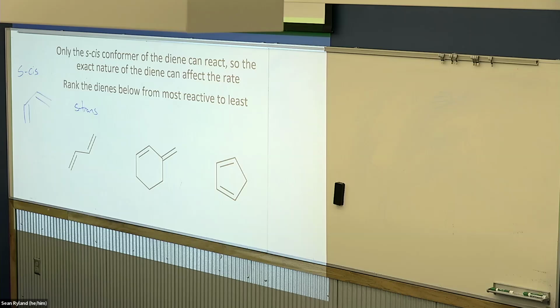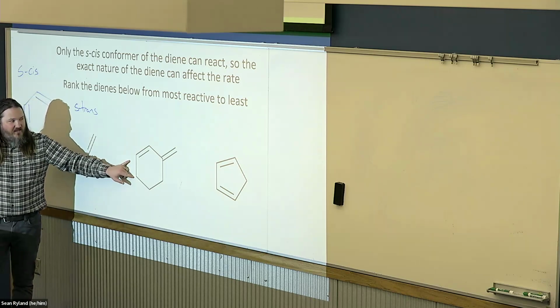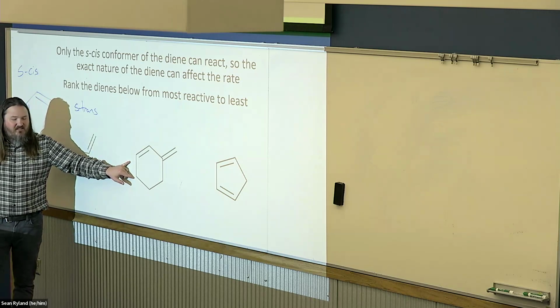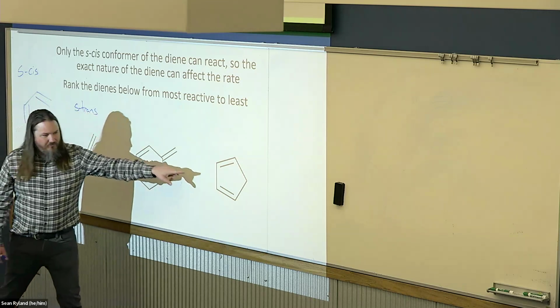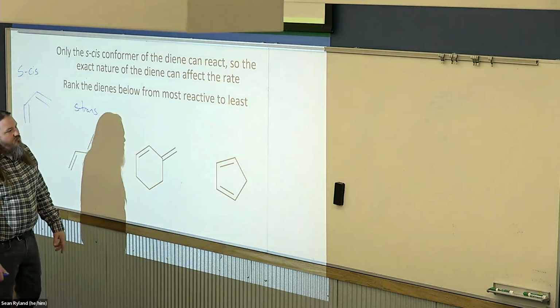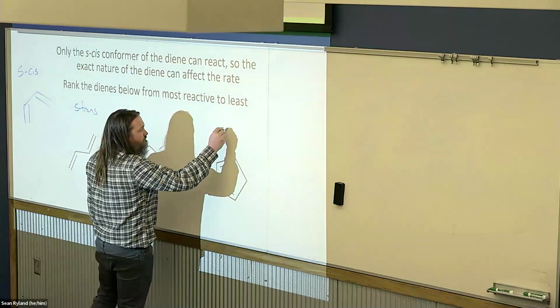So out of these three, we have 1,3-butadiene. We have a conjugated diene, but it's locked in the S-trans conformer. And then we have the opposite, we have cyclopentadiene, which is locked in the S-cis conformer. So which one is gonna be most reactive and which one's gonna be least reactive in terms of Diels-Alder? Last one would be most reactive. Yeah.